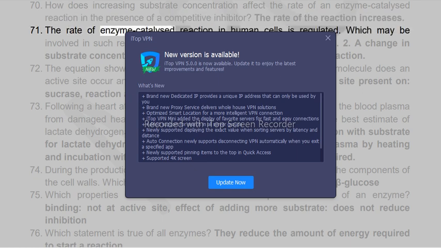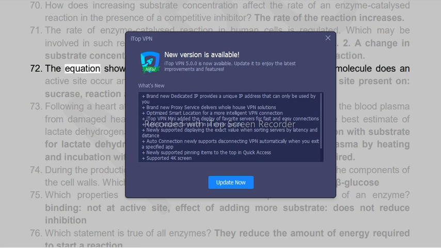71. The rate of enzyme-catalyzed reactions in human cells is regulated. Which may be involved in such regulation? 1. A change in enzyme concentration. 2. A change in substrate concentration. 3. Inhibition by the final product of the reaction.